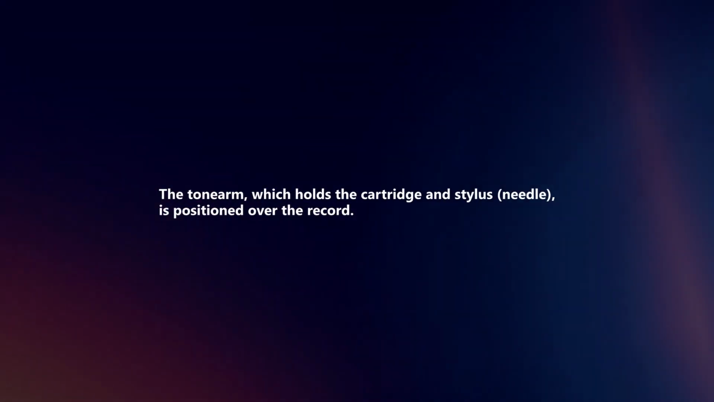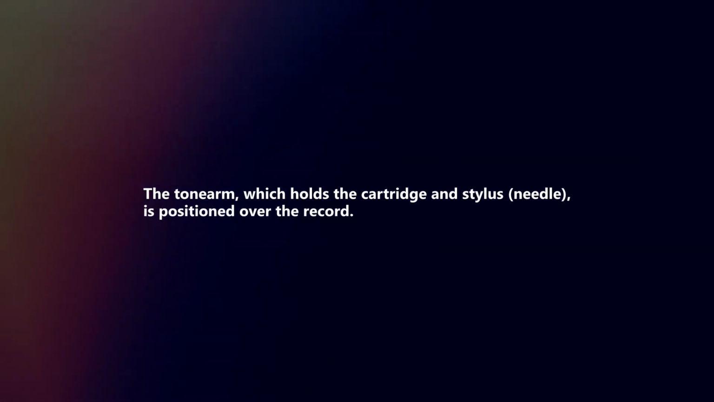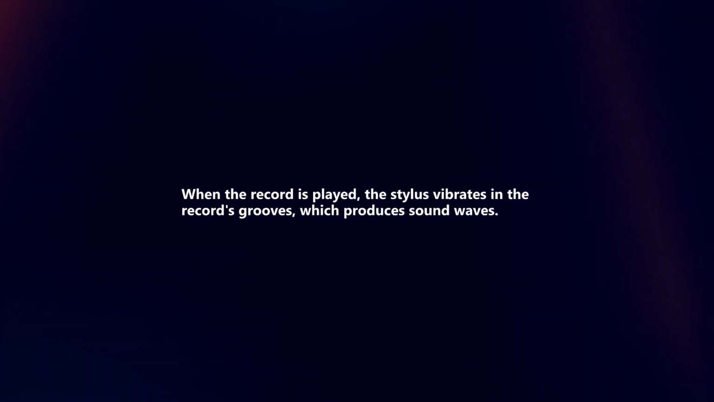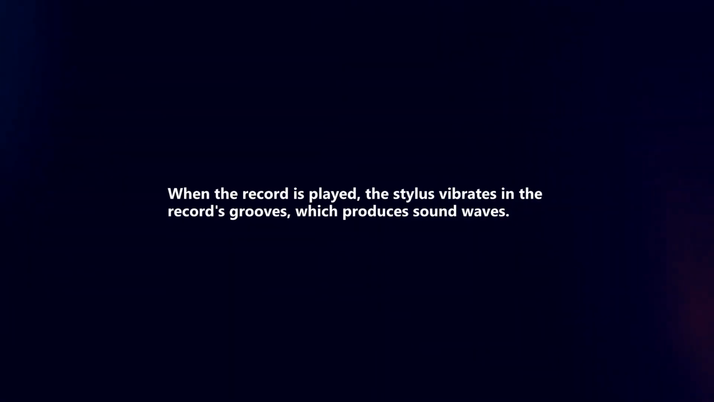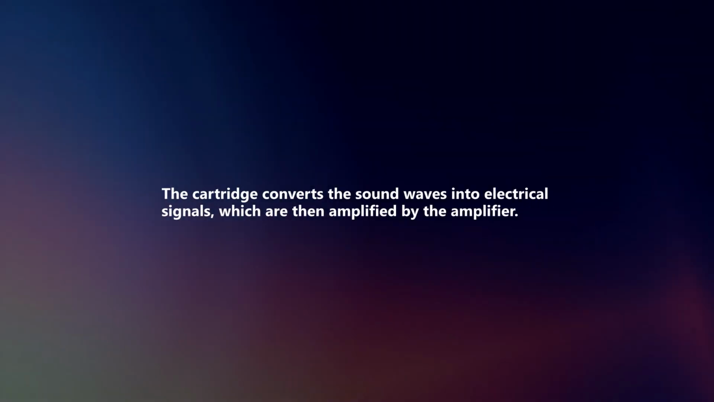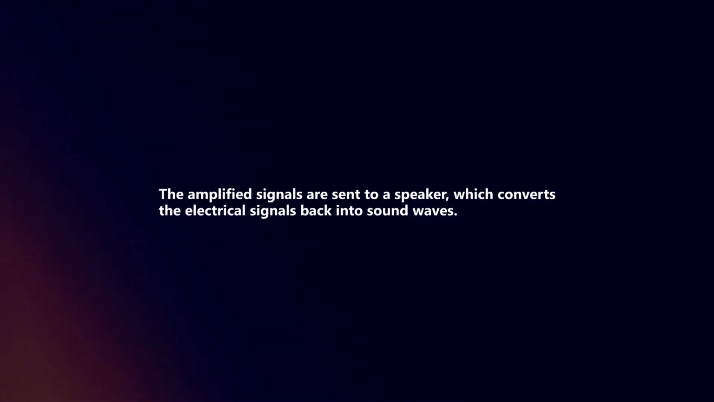The tone arm, which holds the cartridge and stylus, is positioned over the record. When the record is played, the stylus vibrates in the record's grooves, which produces sound waves. The cartridge converts the sound waves into electrical signals, which are then amplified by the amplifier. The amplified signals are sent to a speaker, which converts the electrical signals back into sound waves.